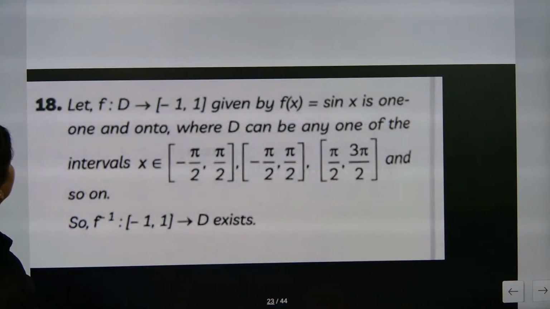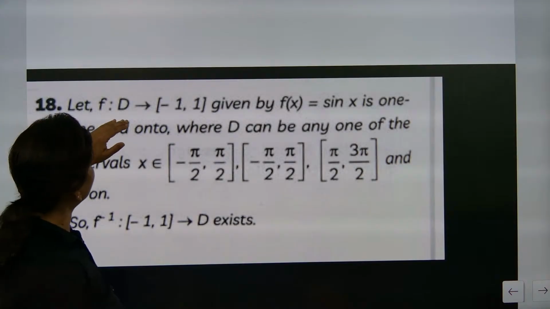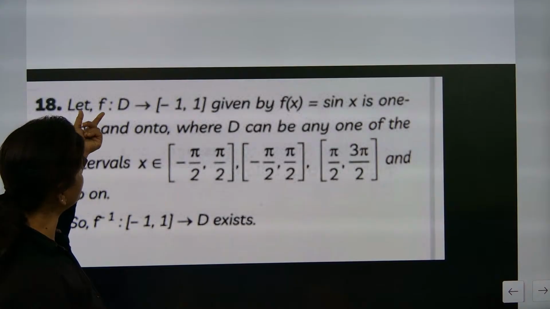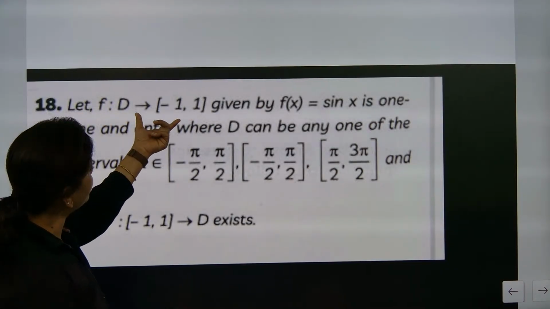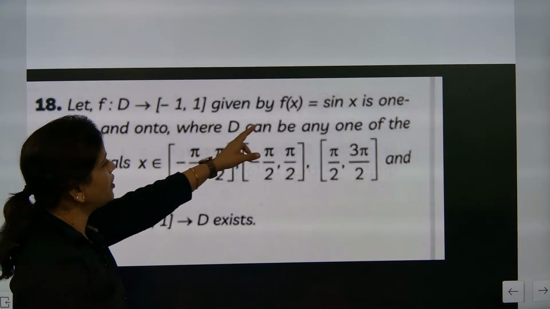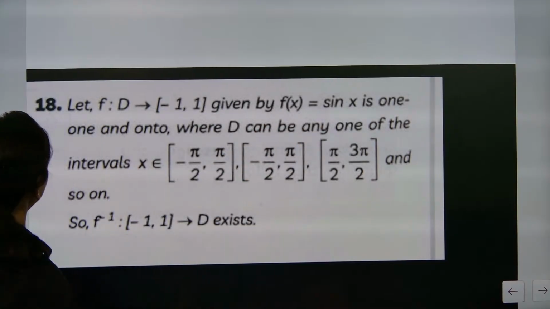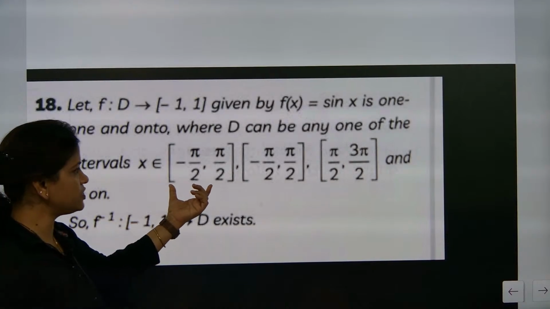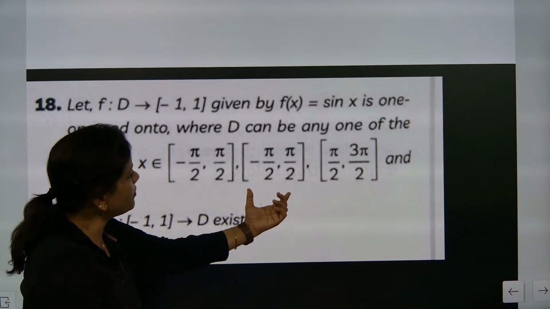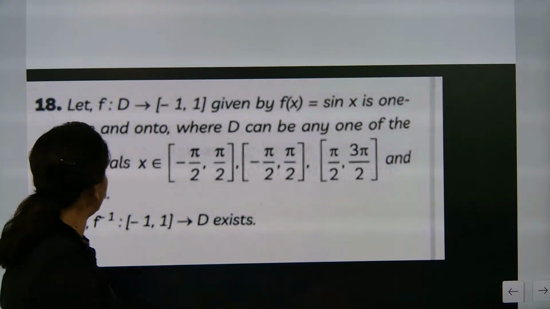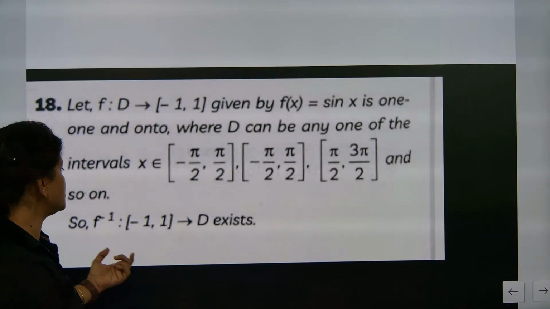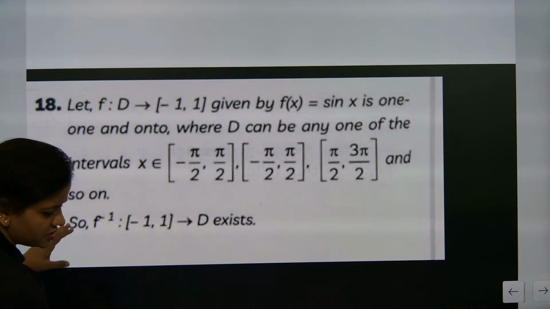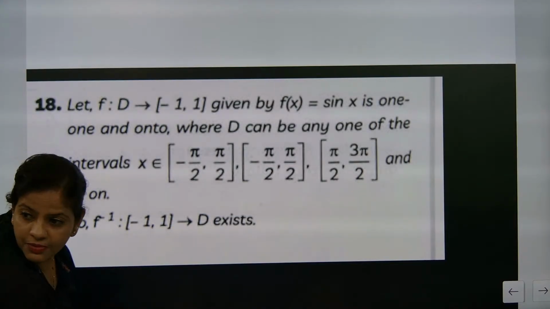This question is, now can you check the question number? Here they are telling that a function from D to minus 1 to 1 is there, whose domain is D and range is minus 1 to 1. Now it is sin x, one-one and onto, where D can be any one of the intervals. Now D can be minus pi by 2 to pi by 2, again minus pi by 2 to pi by 2, pi by 2 to 3 pi by 2, and so on. That means f inverse from minus 1 to 1 to D exists. This is just a statement. So this is the statement given to you.